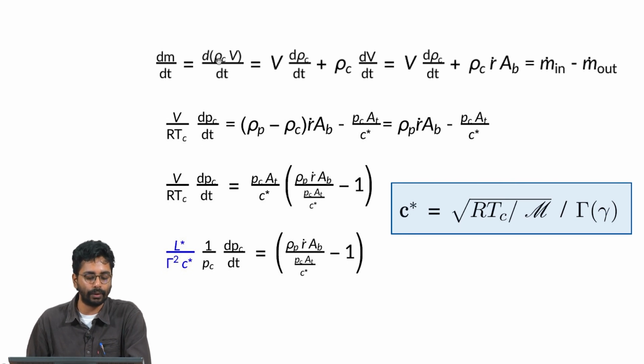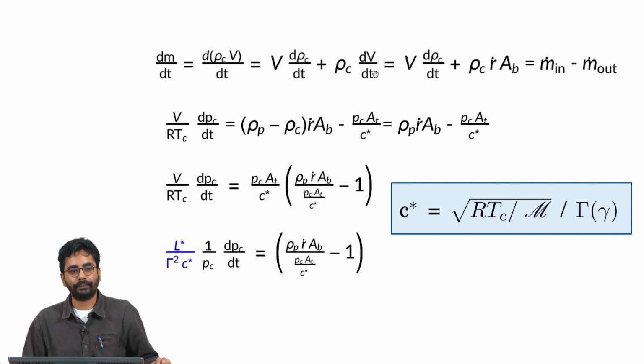d/dt of (rho_c V) is written as V d rho_c/dt plus rho_c dV/dt using the chain rule. V d rho_c/dt remains as it is, but the density inside the chamber is multiplied by the rate of change of volume inside the chamber.